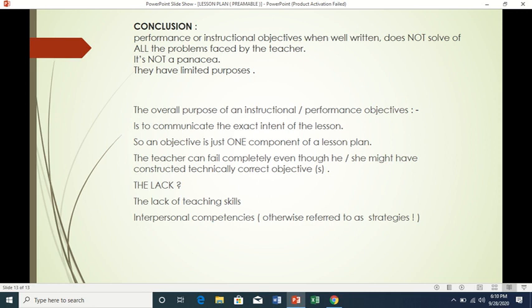And that is why we have taken ourselves through methods of teaching and techniques of teaching. A teacher can prepare technically very well, but if the teacher does not add his or her teaching skills, interpersonal competencies, otherwise referred to as strategies of teaching, there's no way the teacher can achieve the set objectives for the day or for that period of the lesson.